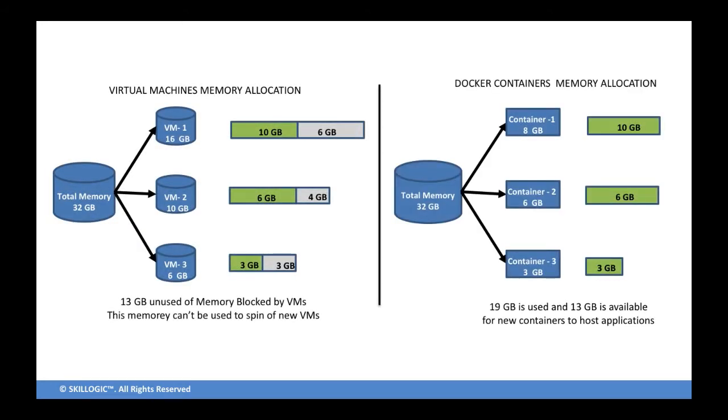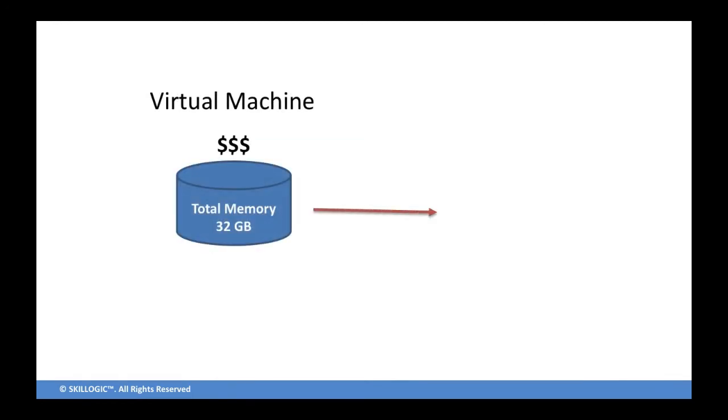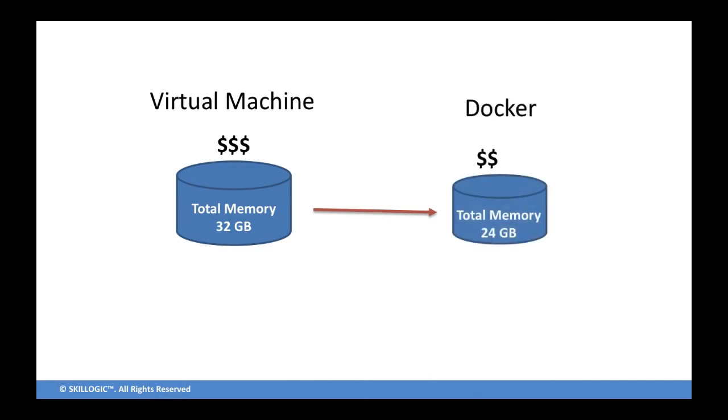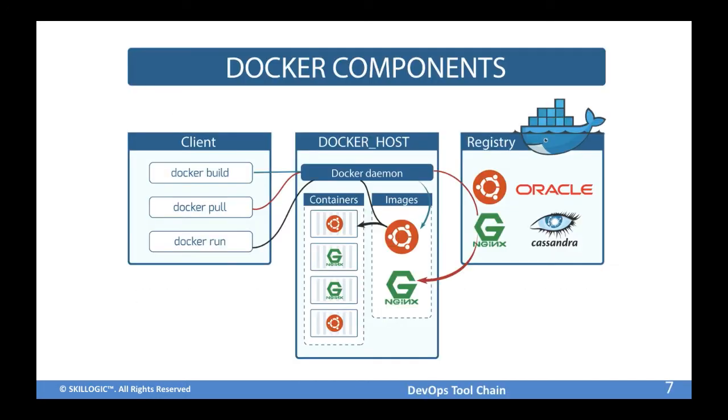But in case of Docker, these containers run more like a process. So it only consumes computing space or memory as required, which means about 13 GB is still available with the host machine. It can be used for launching new containers or some other applications. That's the memory part, and this translates to millions of dollars in savings if you're looking at a large scale infrastructure.